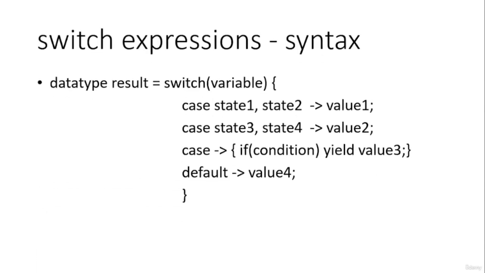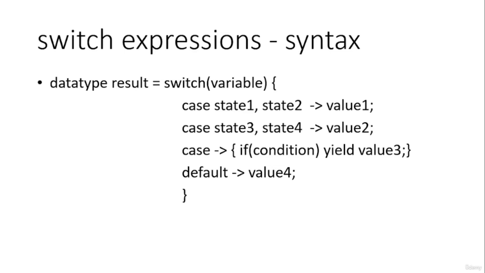So let us see the syntax for the switch expression. The switch expression syntax is like this. We can declare a variable to hold the switch value. Once it yields any value, that value will be stored back to that variable. And here you can see that we can have multiple case labels, which was not possible in a switch statement. So in switch expressions we can have multiple case labels separated by commas.